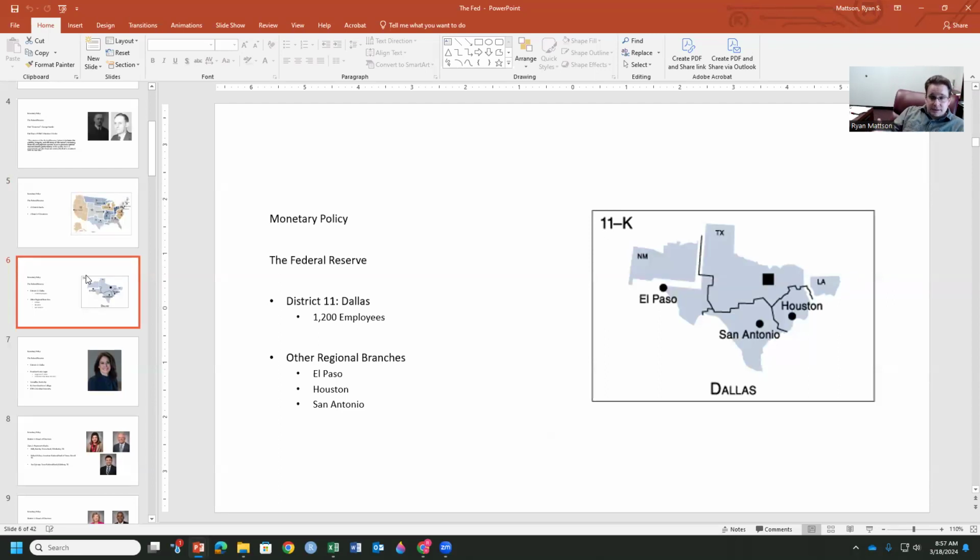Again, I say this not because this is something extremely important for you to know, but it's important for you to know how the Fed is broken down and how it works. In the same way, you guys probably should know who your congressional representative and state senator are.